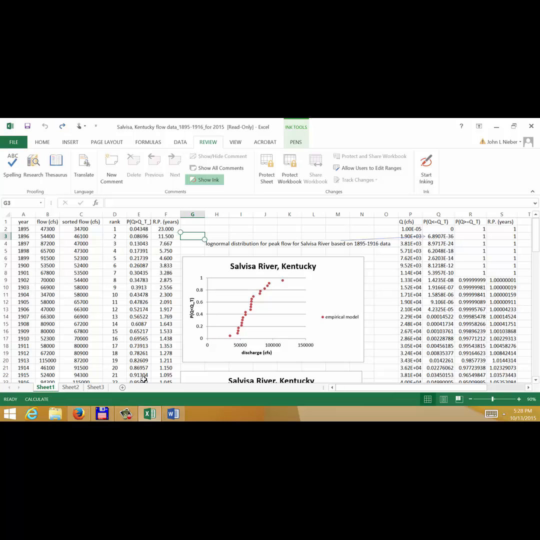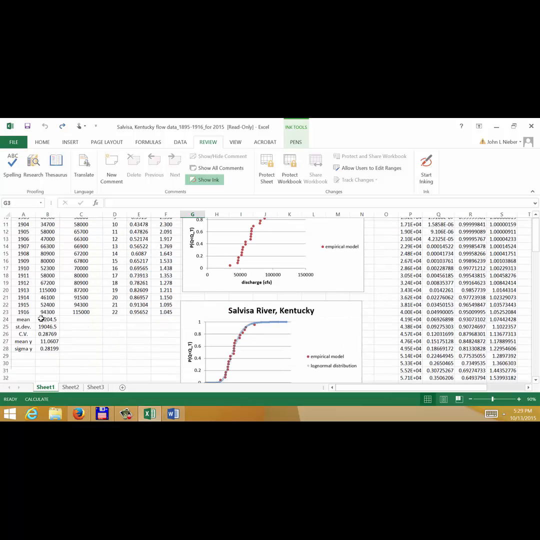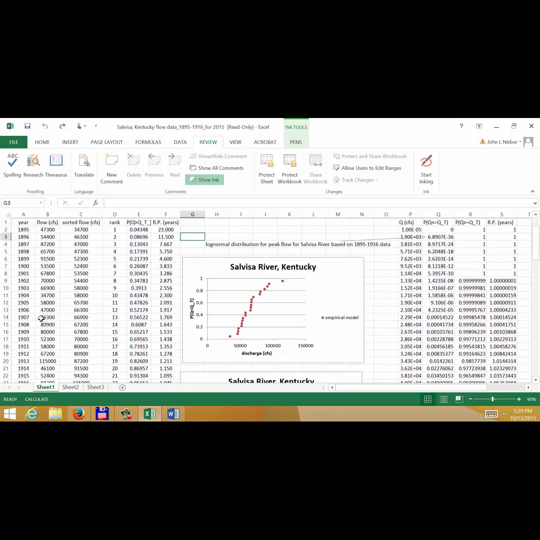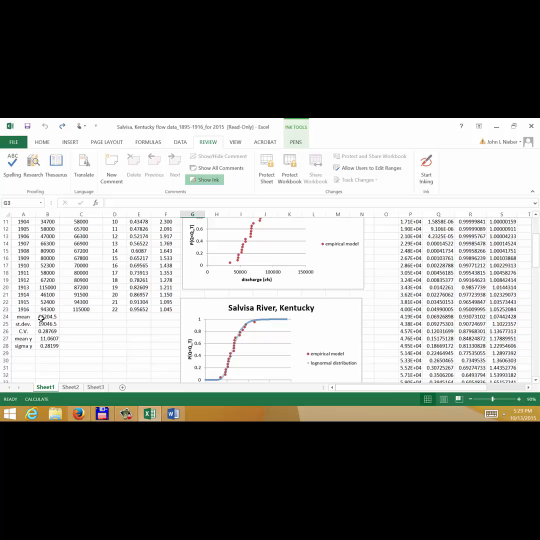You can see in this Excel spreadsheet, and I will be posting this Excel spreadsheet so that you'll have access to it, the spreadsheet has the data on the left hand side. Column A, you've got the year of the flow measurement. Column B, we have the actual flow measurement, and these data go from 1895 to 1916. Given in row 24 and 25 are the mean and standard deviation of the data.